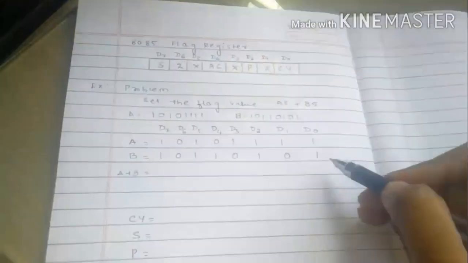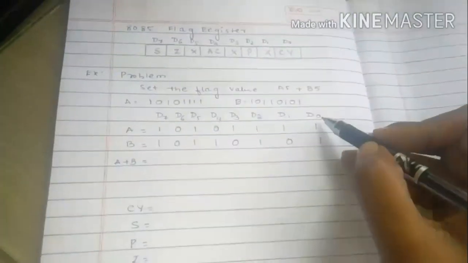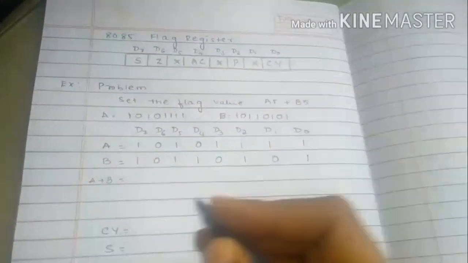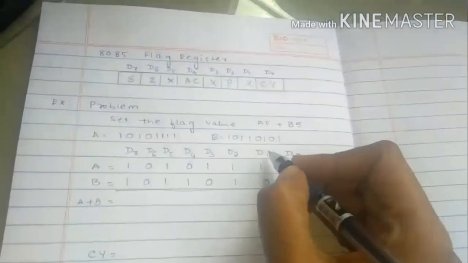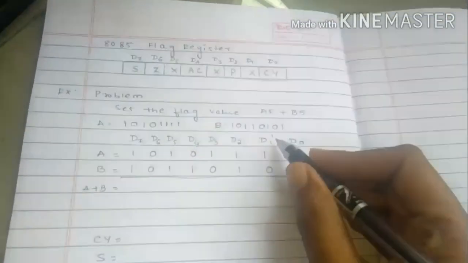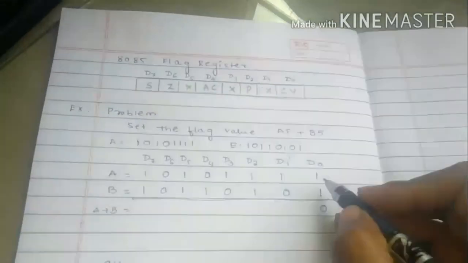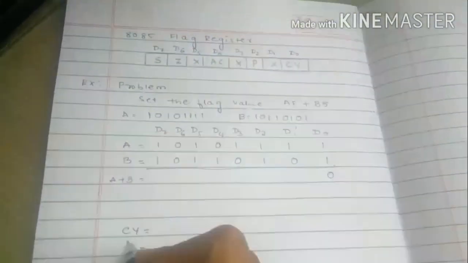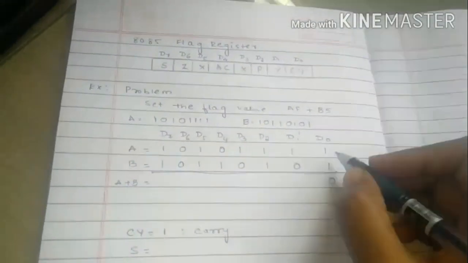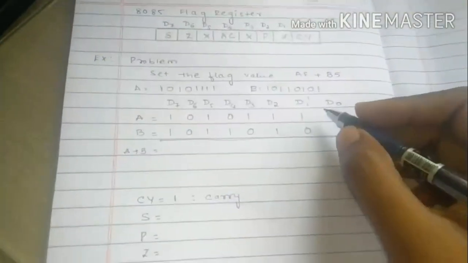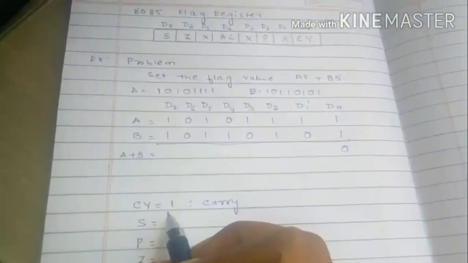So CY will be placed in D0. When we are getting any answer, based on that the CY value will be calculated. Now in D0, 1 plus 1 is 0, and 1 will be carried. Since we have a carry, our CY value will be mentioned as 1. It will be set to 1. Since I have a carry from D0, I am going to carry some value, right? So only my CY value will be assigned as 1.